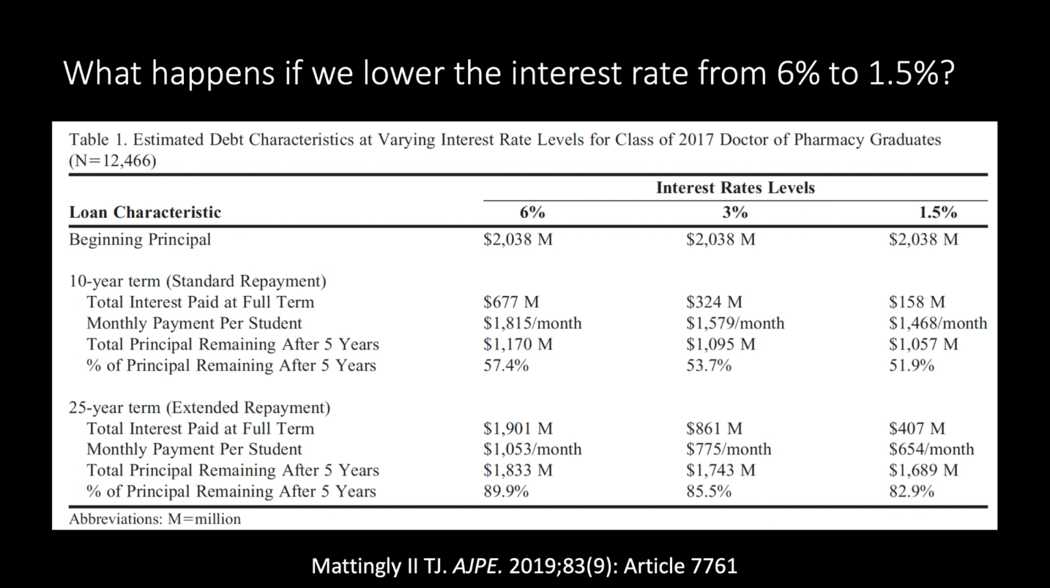And you can also look at the monthly payments. You can drop the monthly payments from $1,800 a month to $1,400 a month, which a lot of students might be able to afford, from a monthly payment perspective. And then on a 25-year term, it drops all the way down to $655 a month for the payments.